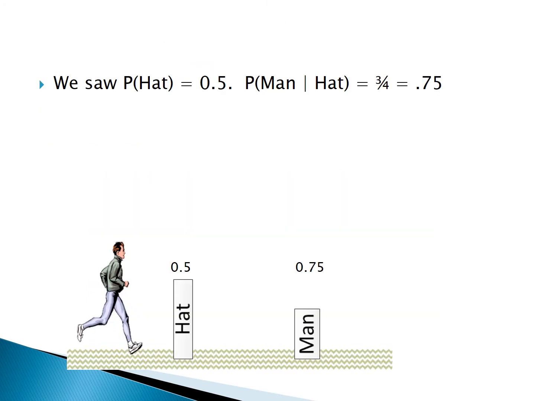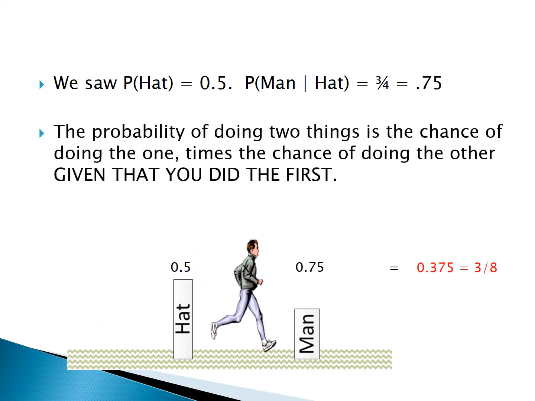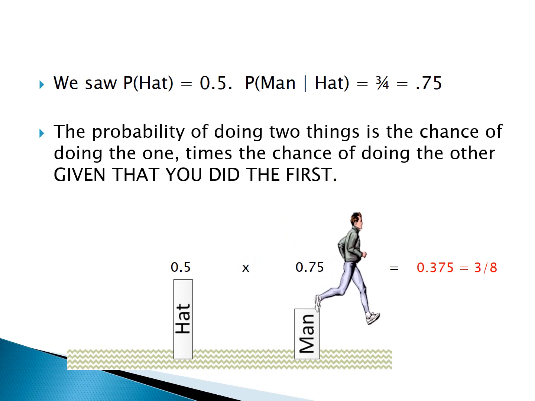Let's see if this obstacle course approach gives us what we want, the chance of both man and hat. We're saying that to run the course, first you have to clear the hat obstacle, 50% chance of that, and then given that I know that you did that, you have to clear the man obstacle. Well, if you cleared the hat one, there's a 75% chance you're clearing the man one. And and always means times, so if you multiply those together, you get 0.375, or 3/8.